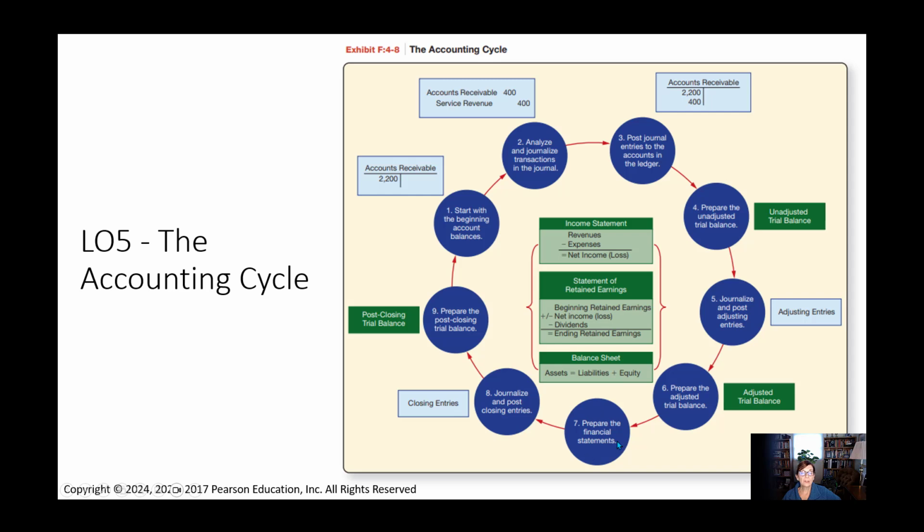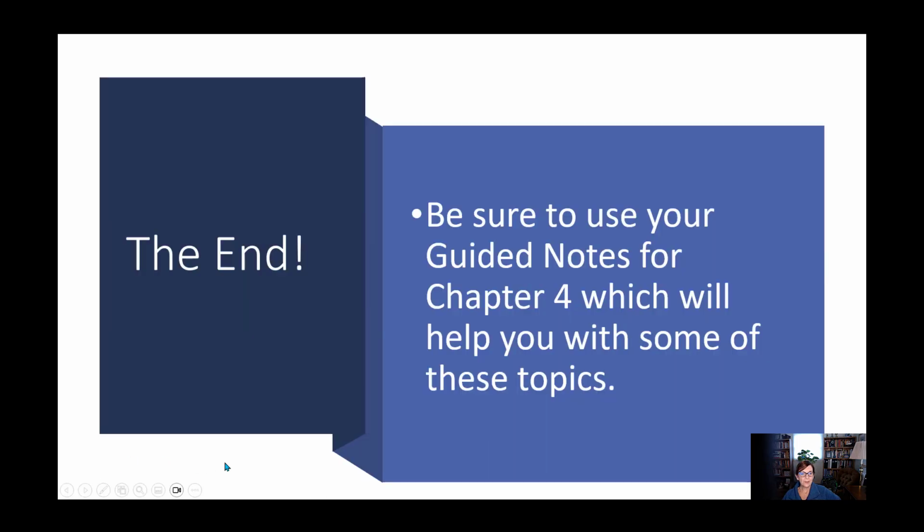So once our financial statements are all prepared, then we journalize and post the closing entries. That's what we just did, where we closed our revenues, expenses, and dividends. Then we prepare our third trial balance, which is our post-closing trial balance. And that has all of our permanent accounts on it, and those balances become the beginning balance for the next period. So that is the entire accounting cycle, and it goes round and round and round over and over again every period.